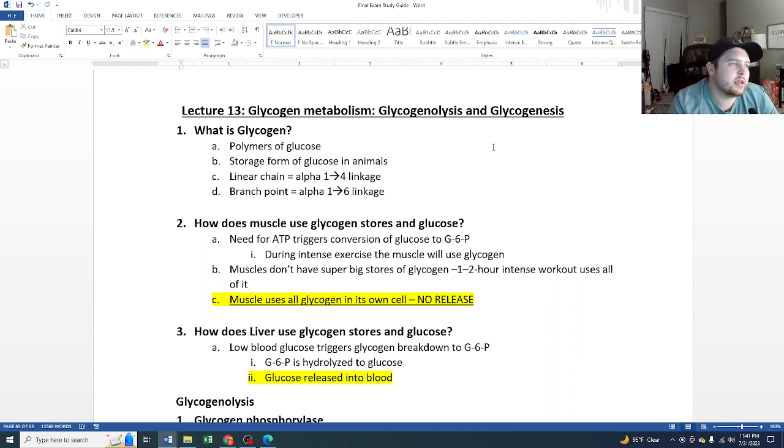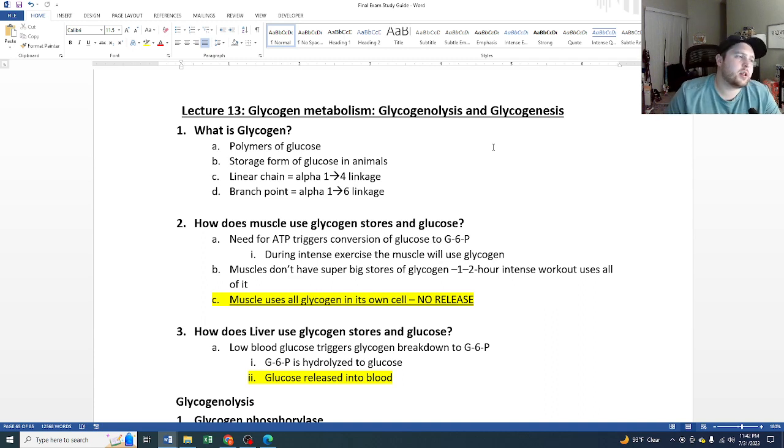In the linear chain, the 1 carbon binds to the 4 carbon of two different glucose molecules, whereas in the branch point, the alpha 1 carbon binds to the 6 carbon on the glucose. And the reason it forms these branches is that you can fit a lot more glycogen in this type of bonding than if you were to just do one long linear chain. So it takes up less space.